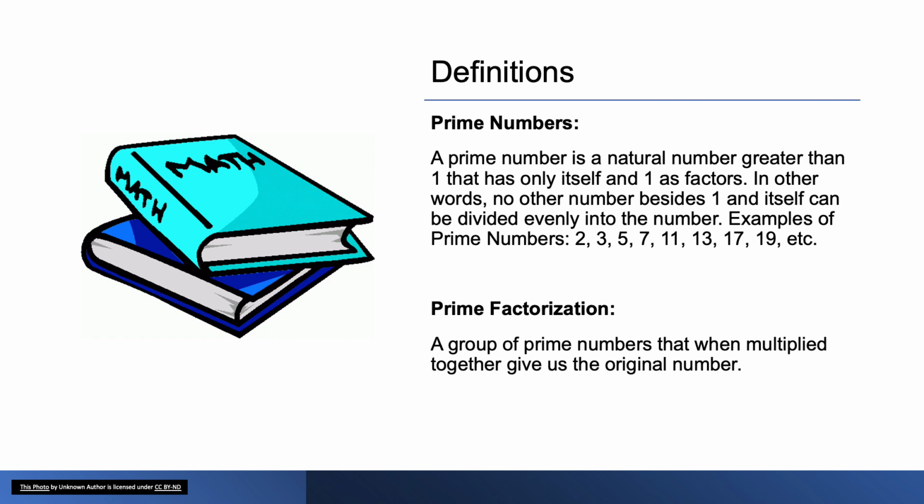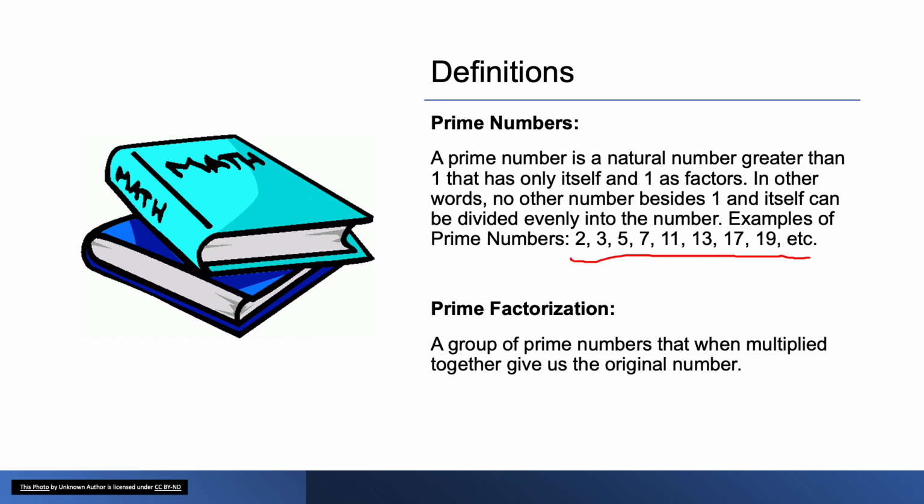The first definition is about prime numbers. A prime number is a natural number greater than 1 that has only itself and 1 as factors. In other words, no other number besides 1 and itself can be divided evenly into the number. Examples of prime numbers are 2, 3, 5, 7, 11, 13, 17, and 19.